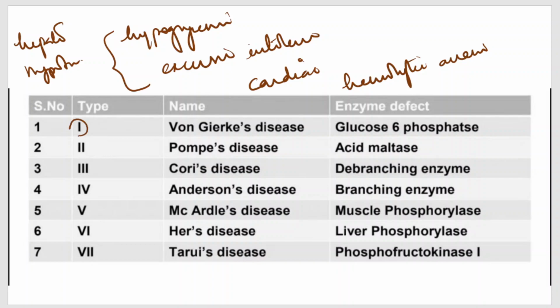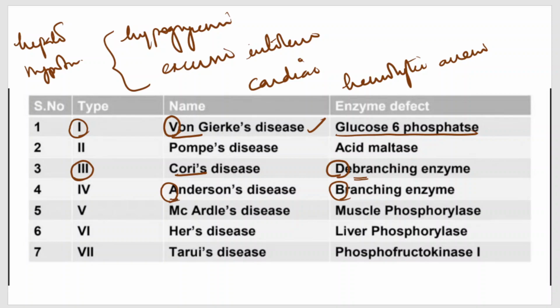So type 1 goes with 1, von Gierke's disease, right? And Cori rhymes with 3, so it is type 3, Cori's disease. C and D, so debranching enzyme deficiency is Cori's disease. Glucose 6 phosphatase deficiency is von Gierke's disease. So everyone will be familiar with type 1. Then branching enzyme is A, B. So branching enzyme deficiency causes Andersen.